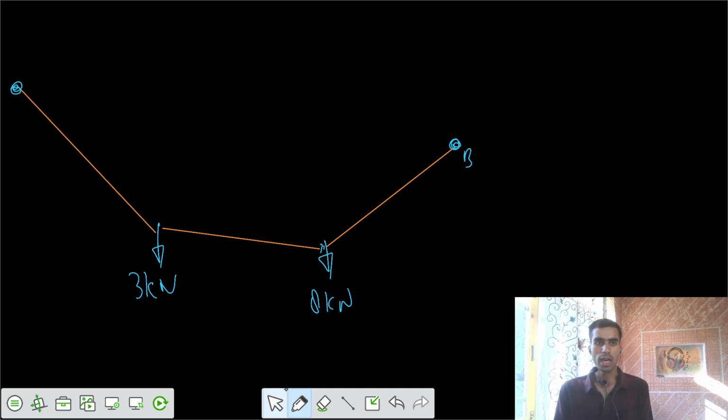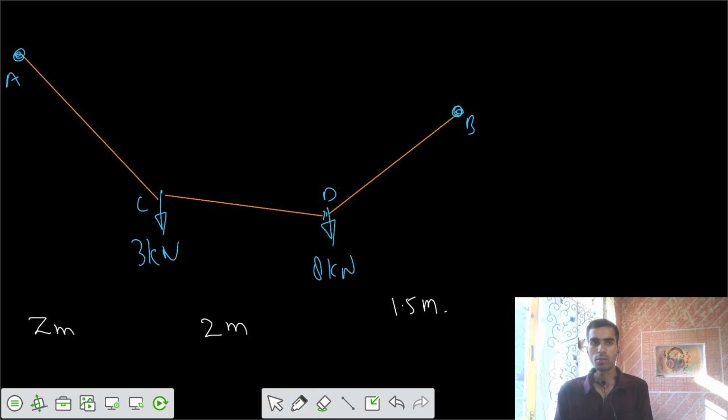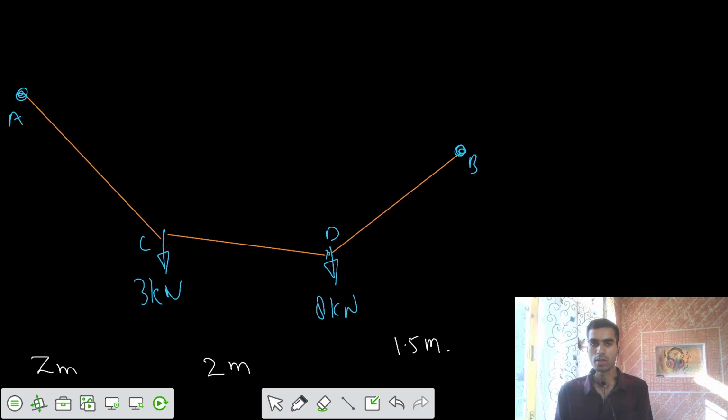This was your support at A, and we have points B, C, D. I would say the horizontal length between these points is, let's say, this is 2 meter. This is 2 meter. This is 1.5 meter, and the elevation difference between supports is equal to 2 meter. So the elevation difference equals 2 meter, and the sag at point D is also 2 meter.